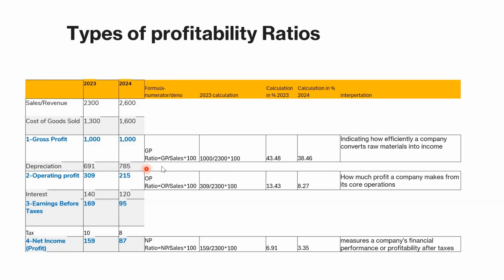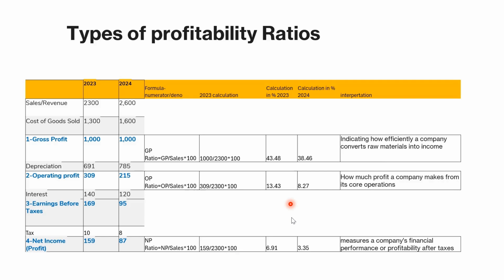Whenever I calculate the gross profit ratio, it indicates how efficiently a company converts raw material into income. Operating profit says how much profit a company makes from its core operations after deducting all the expenses, right? Once you deduct tax, that will be your net profit, which measures a company's financial performance or profitability after tax. These are the formulas, and once you calculate and multiply by 100, you can see I have the ratio for 2 years, which is given over here.